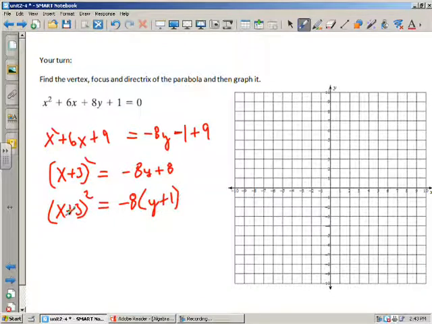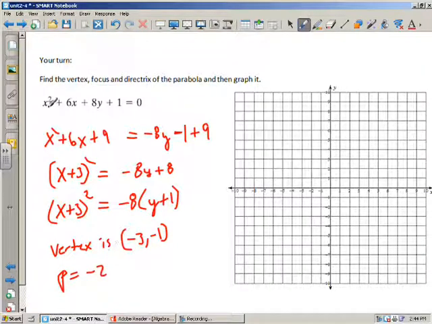Now, here's our x, here's our y. We're going to take the opposite inside the parentheses. So our vertex is at negative 3, negative 1. Our p is negative 8 divided by 4. That's negative 2. X squared, so it's vertical. P is negative, so it opens down.